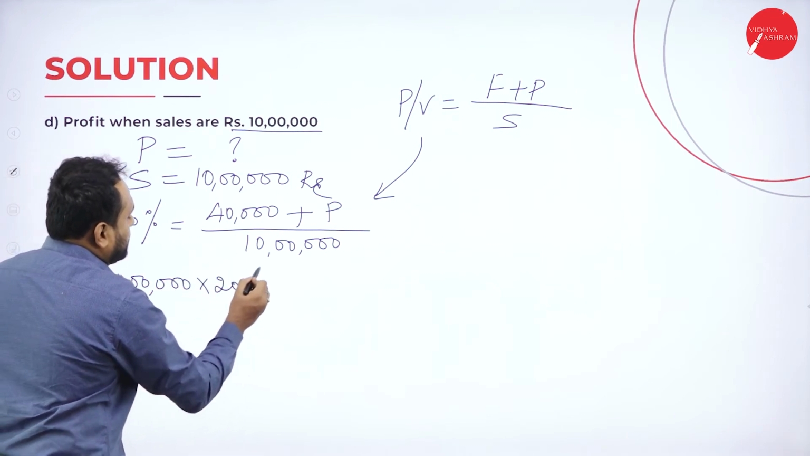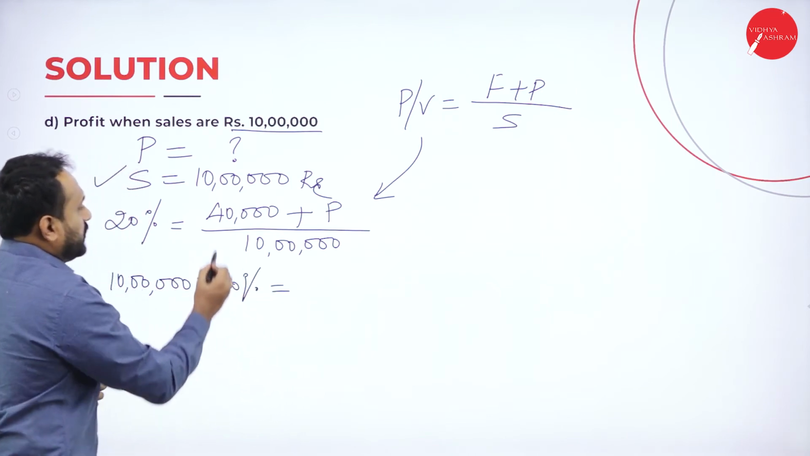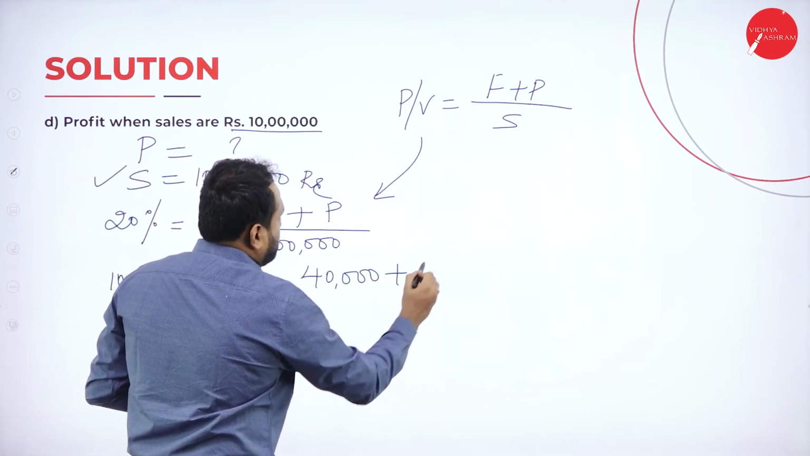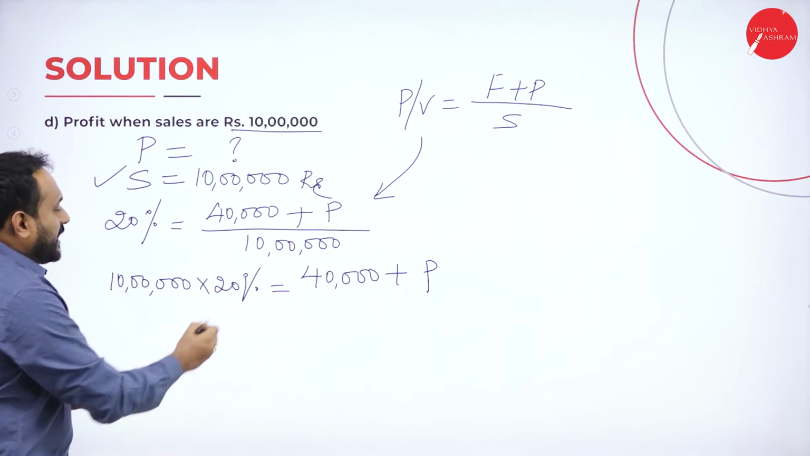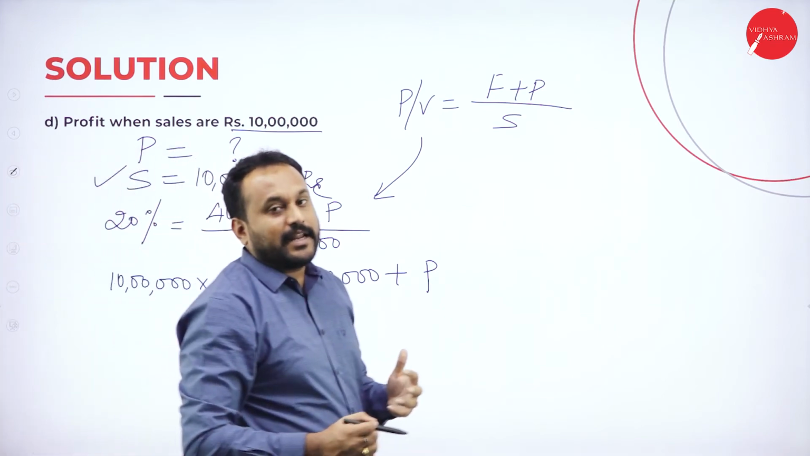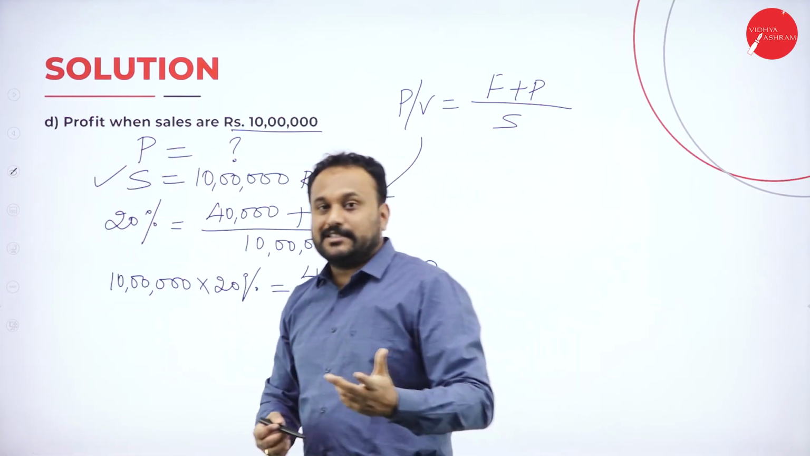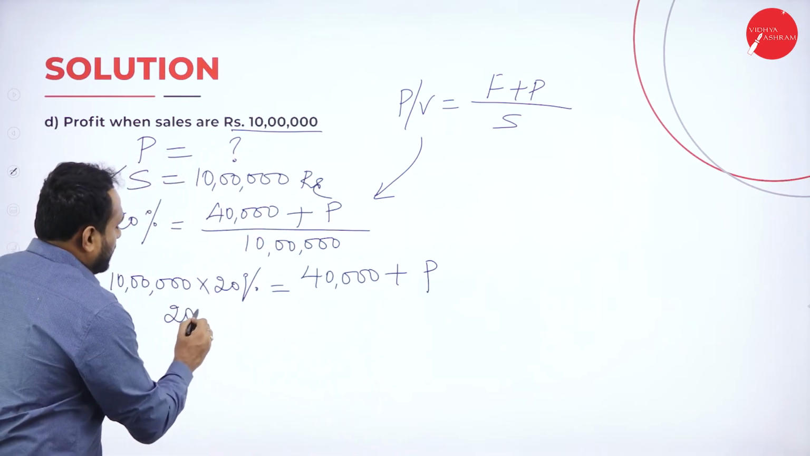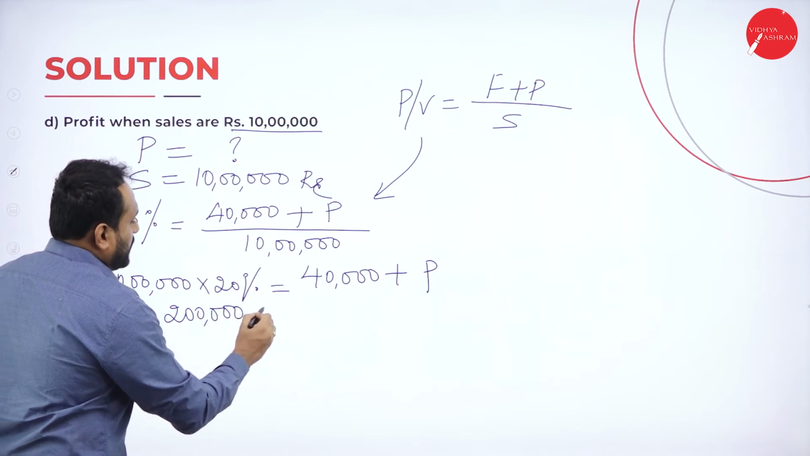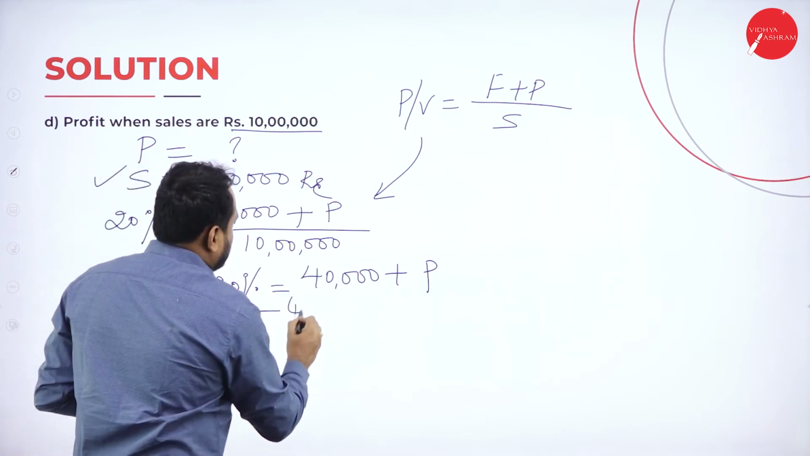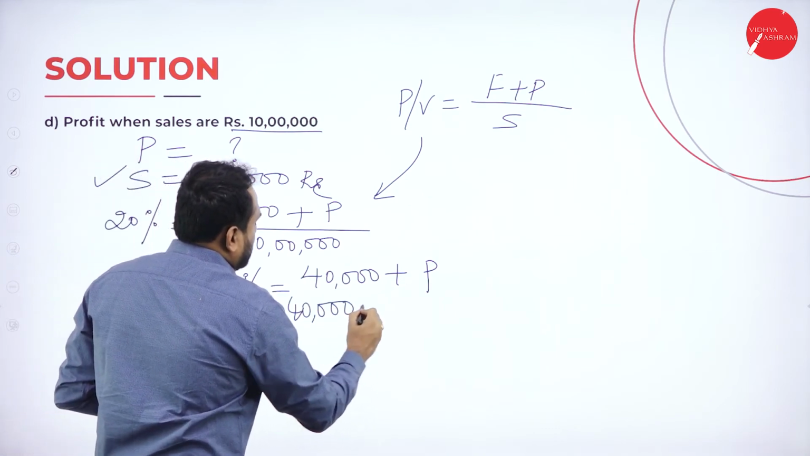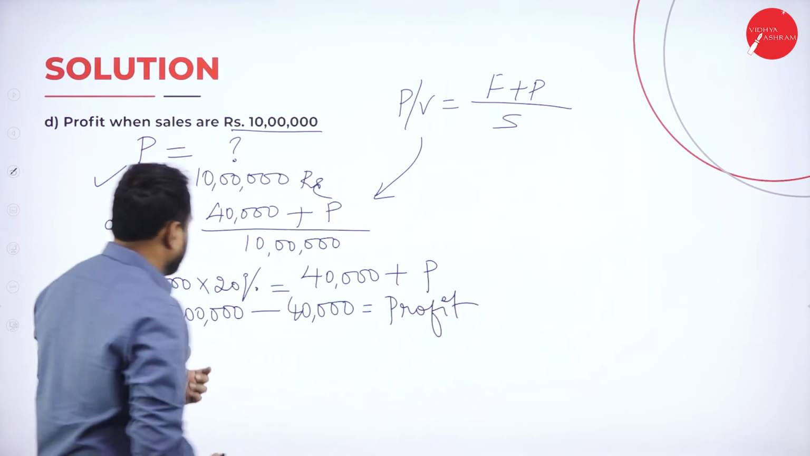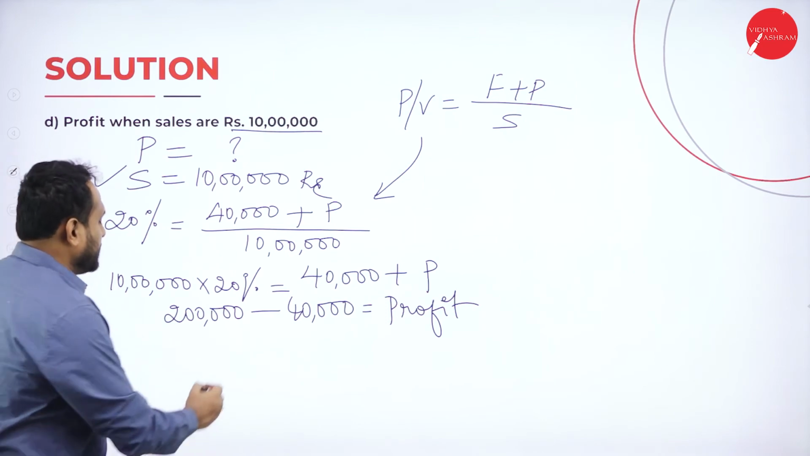10 lakh into 20% is equal to 40,000 plus profit. Now 10 lakh at 20%: 1 two is 2, in the sense 2 lakh is what it is. So here I'll write 2 lakh, this 40,000 will come here, minus 40,000 is equal to profit. So here 2 lakh minus 40,000 is how much?